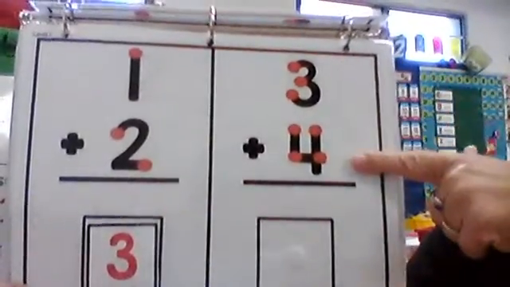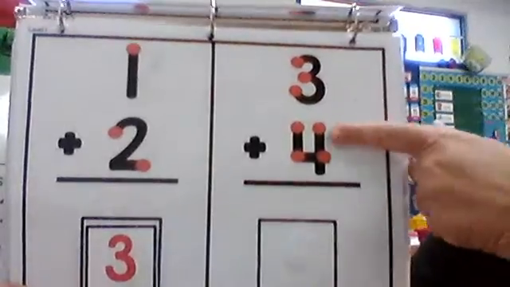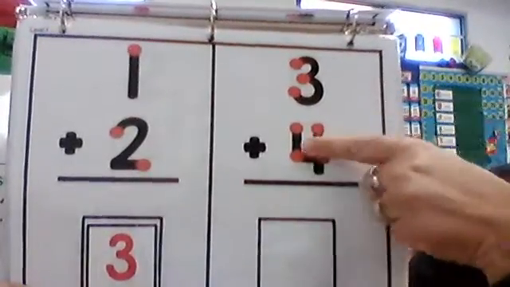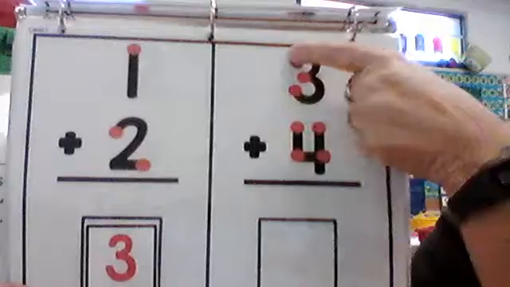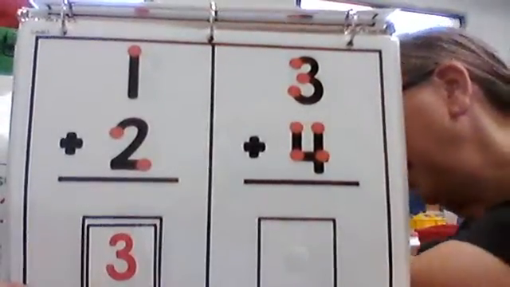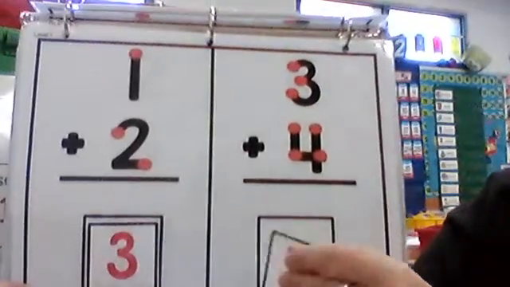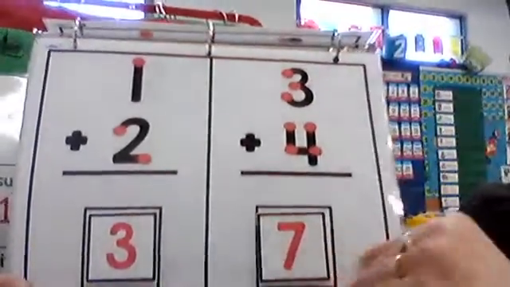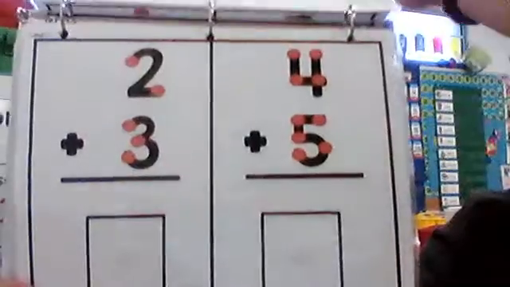Which one's bigger, 3 or 4? 4 is bigger. Let's start on top of 4. So we already know we have 4. Then we say 5, 6, 7. That's it. Easy peasy. Memorize that one. 7. Get it stuck in our brains.